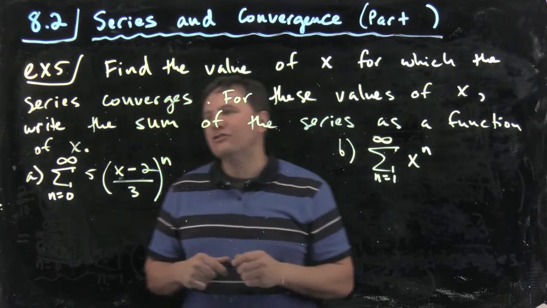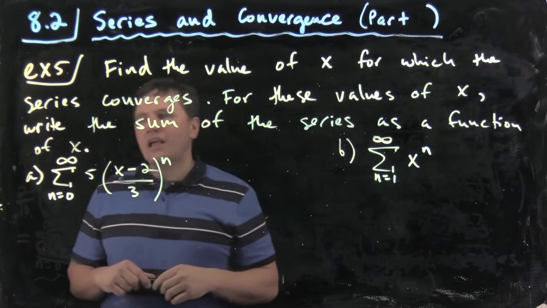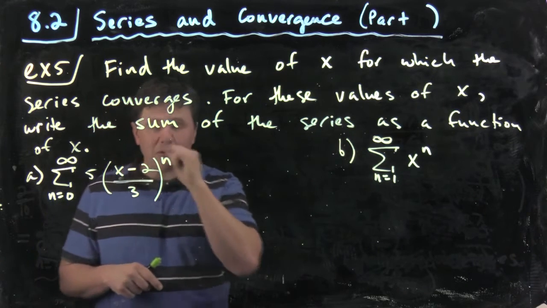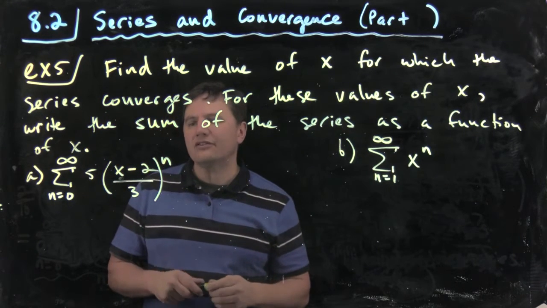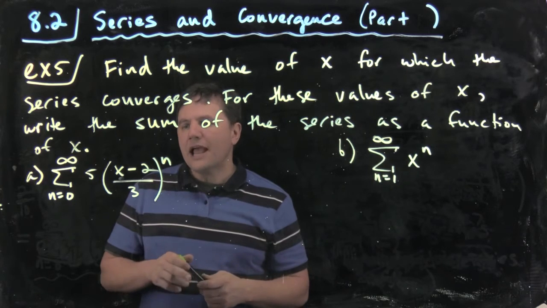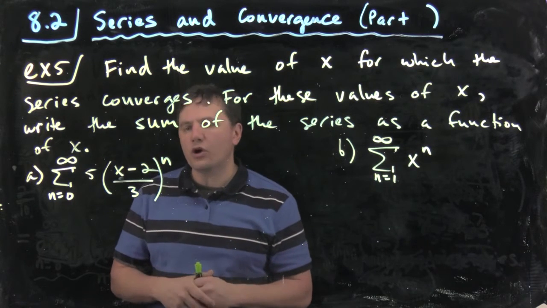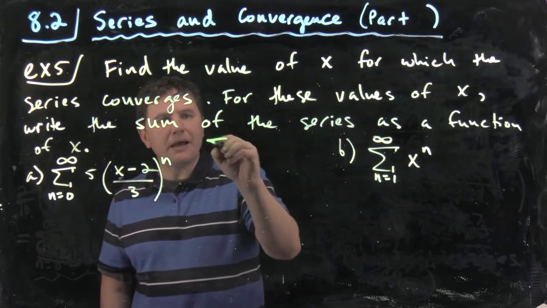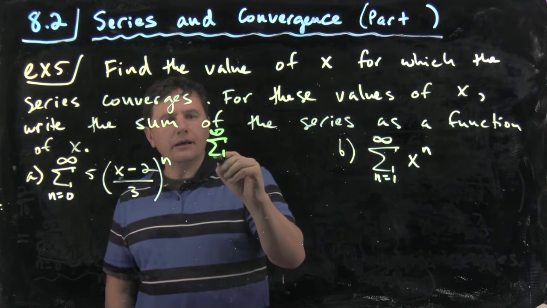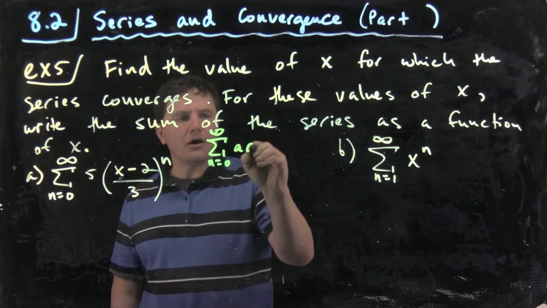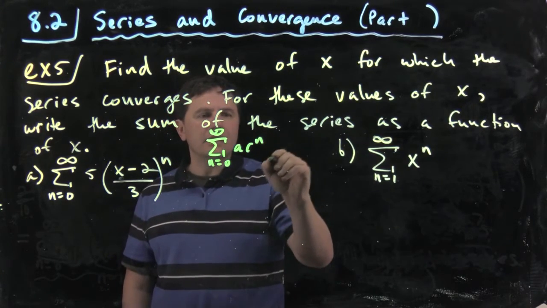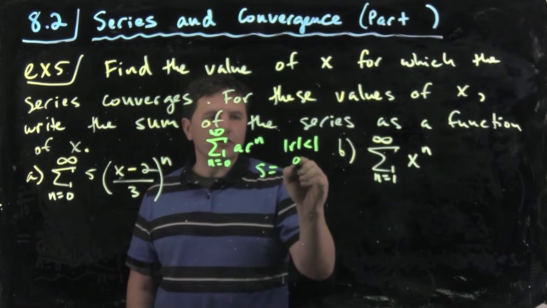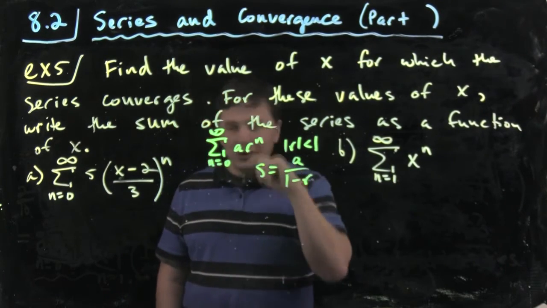For these values of x, write the sum of the series as a function of x. So realize that whether this thing converges or diverges is going to depend on x. So we're going to find, first of all, what x values will make this converge. And then if it does converge, we're going to use that formula to write the sum. So once again, keep in mind our formula, sigma n equals 0, a times r to the n. If the absolute value of r is less than 1, then our sum is going to converge to a over 1 minus r. So this is what I'm going to use here.